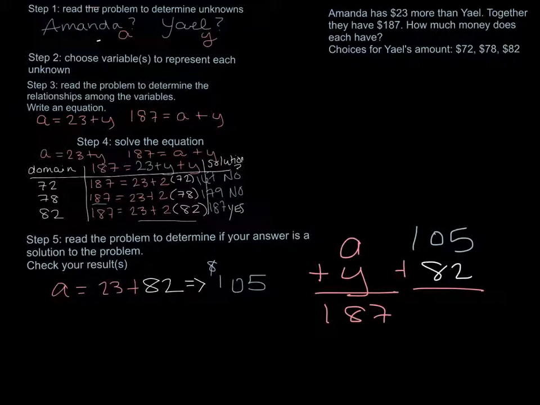My final step is to check to make sure that my solutions for Amanda and Yael do indeed add up to 187. So I've written here Amanda plus Yael needs to be 187. Yael is 82. Amanda is 105. When I add them together, I do indeed get 187. So my answer checks out.